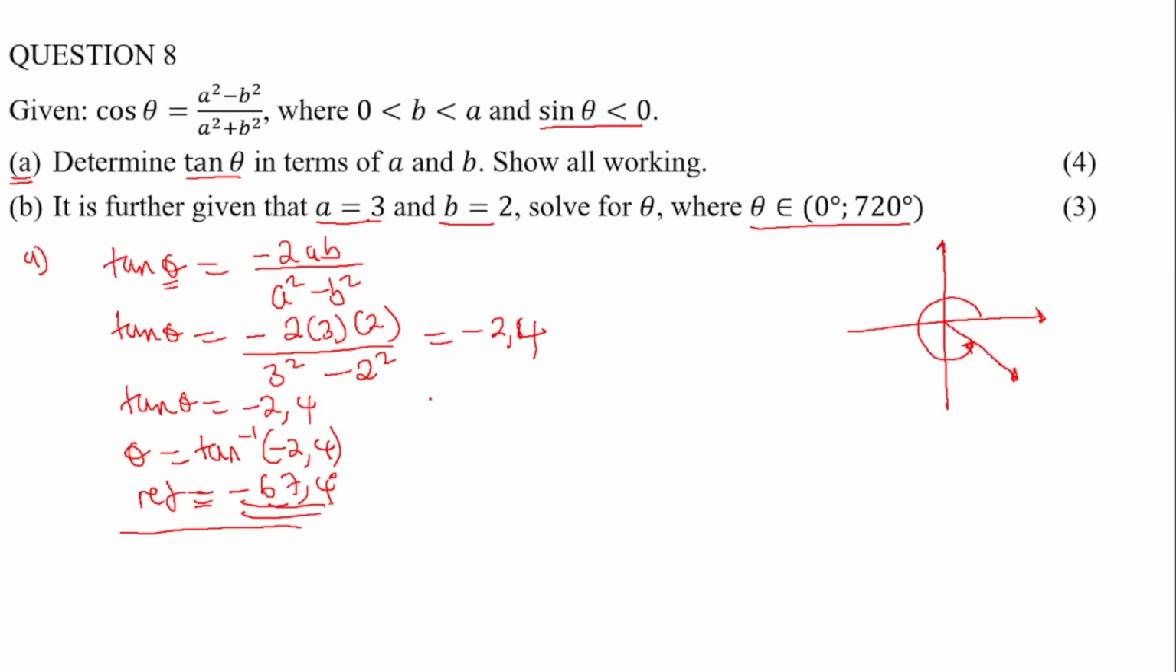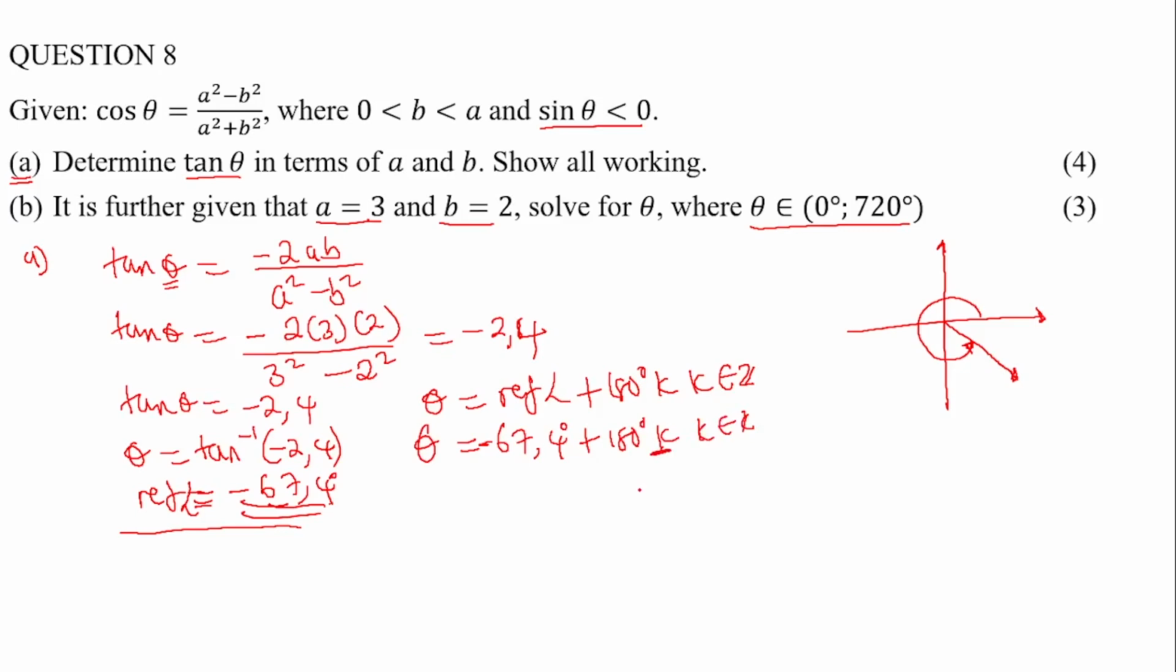So the formula method, our angle theta is going to be our reference angle, plus 180 degrees times k, where k is an integer, right? And then we're going to use our calculator for this. Negative 67.4 degrees plus 180 degrees times k, where k is an integer. So we're substituting k with integers like negative 4, negative 5, negative 3, negative 1, 1, 2, like that. And then what angles are we going to get? Let's go to the calculator.